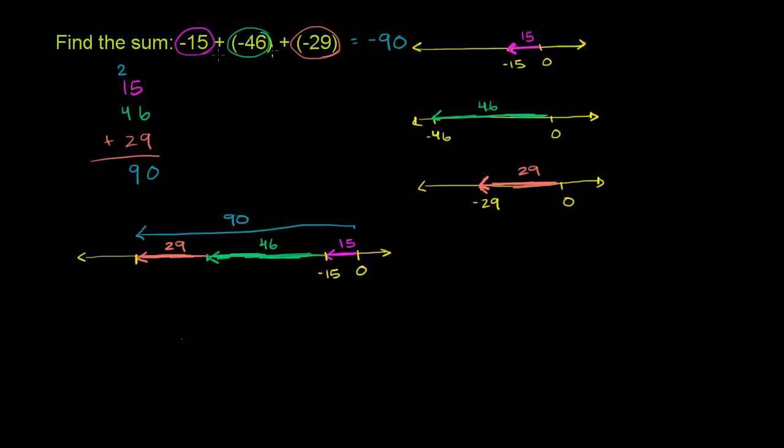One way to think about it is these are all the same sign. So this is going to be equal to the negative of the absolute value of negative 15, plus the absolute value of negative 46, plus the absolute value of negative 29. This might look fancy, but this is really just the length of this purple arrow. The absolute value of negative 46 is really just the length of the green arrow, 46, and this is just the length of the orange arrow. So 15 plus 46 plus 29 gave us 90, but it is to the left. That is why it is negative 90.